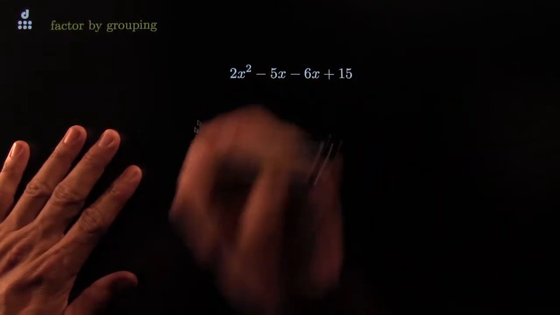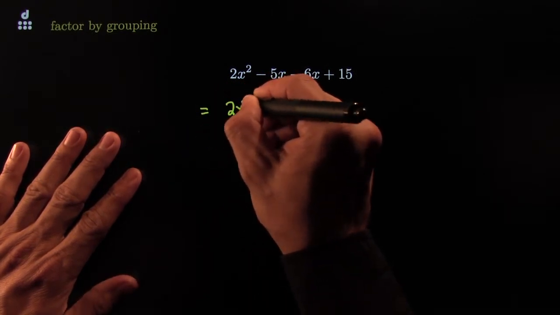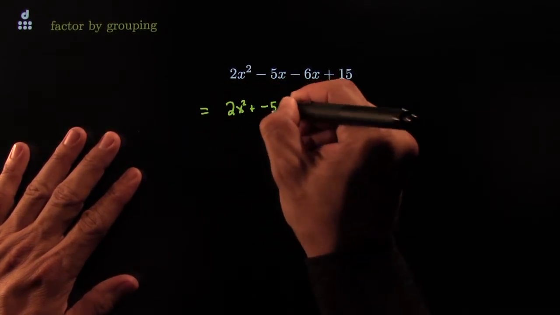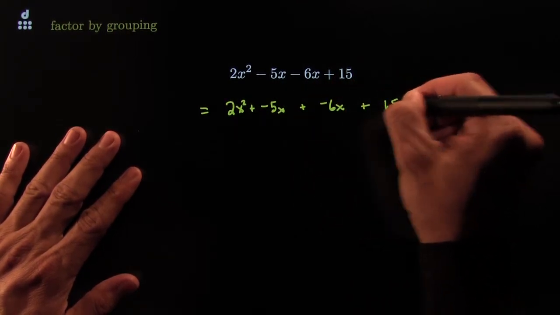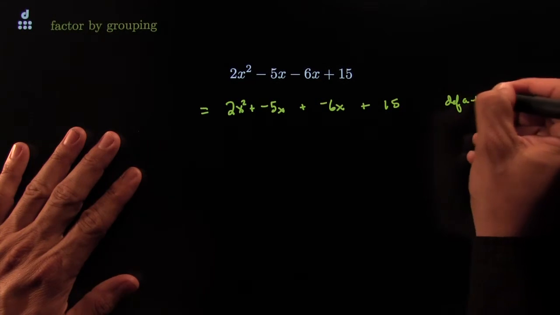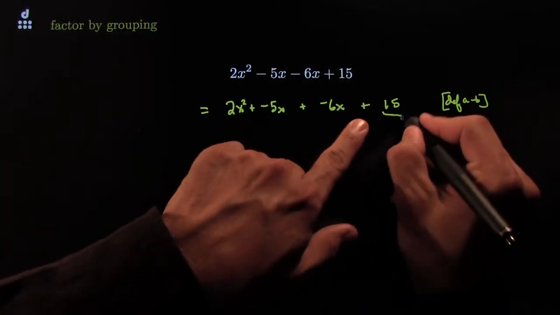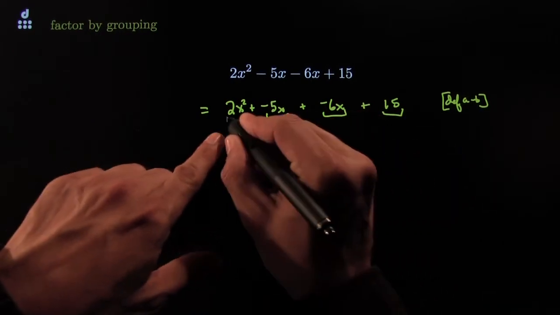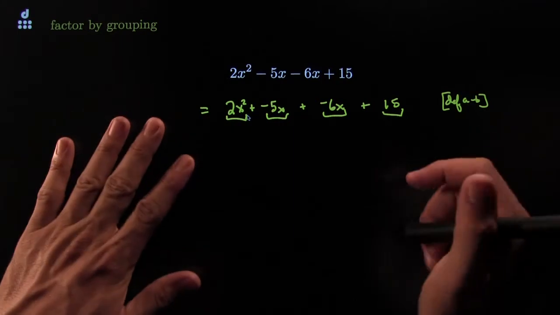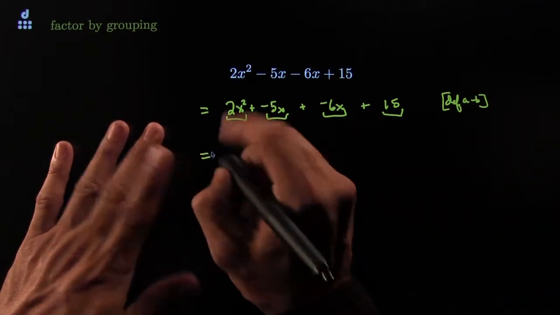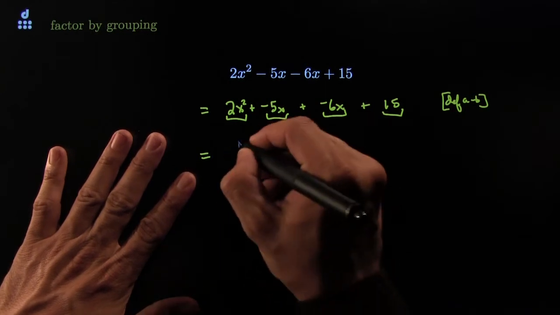I want to first turn it into addition because addition is associative and all that. 2x squared plus negative 5x plus negative 6x plus 15. That's the definition of subtraction. The advantage here is that now I'm just adding things. This is a term, a term, a term, a term, 4 terms, and they're all added. So now I can associate however I want because we have associative law of addition. We don't have associative law of subtraction. And so I'll do exactly that.